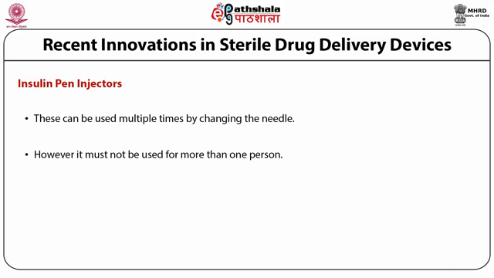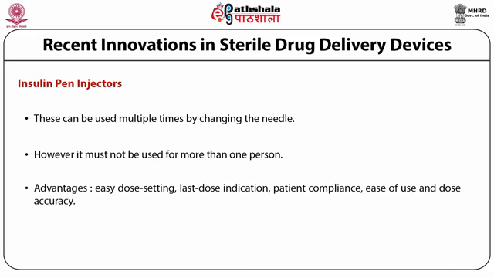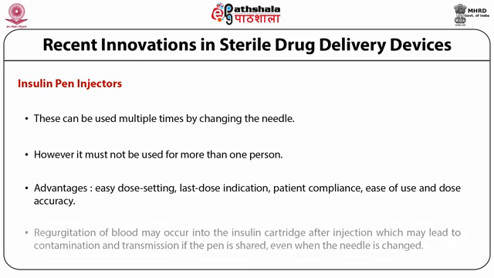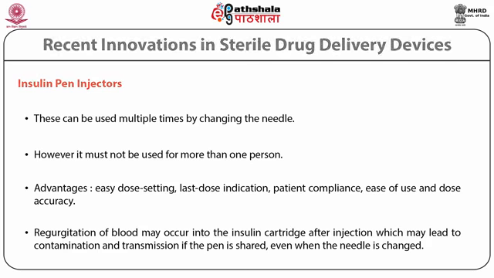Insulin pens have several advantages over the conventional syringe, such as easy dose setting, late dose indication, patient compliance, ease of use, and dose accuracy. Regurgitation of blood may occur into the insulin cartridge after injection, which may lead to contamination and transmission if the pen is shared, even when the needle is changed.